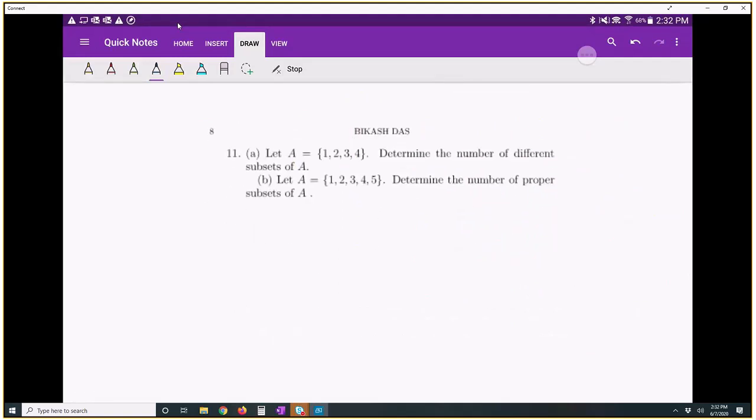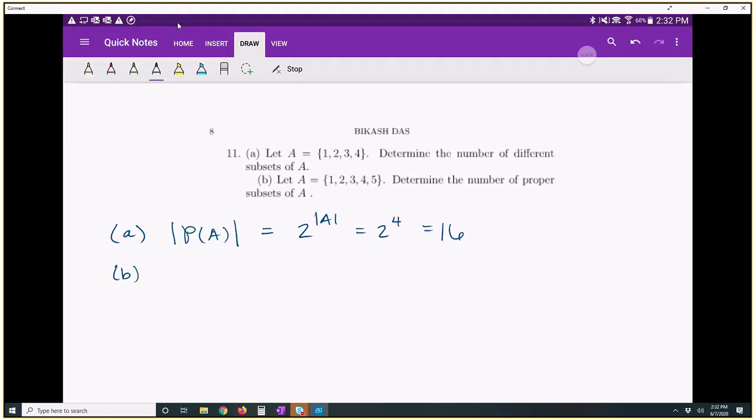All right, let's let A be the set 1, 2, 3, 4. First, let's determine the number of different subsets of A. So the number of different subsets of A is the cardinality of the power set of A. And we know that that's 2 to the cardinality of A, which in this case is 2 to the 4th, which is 16.